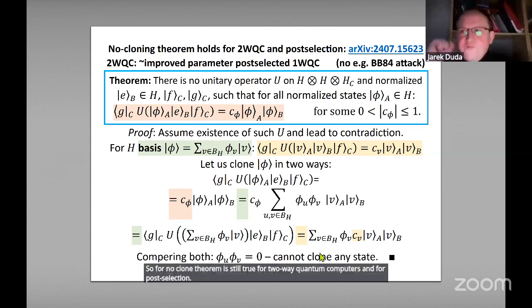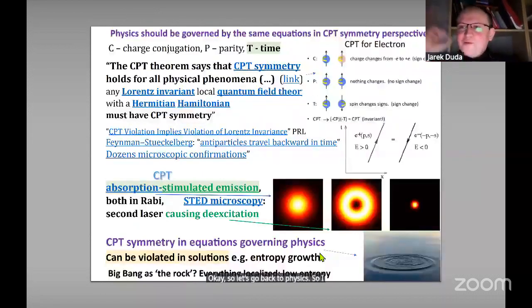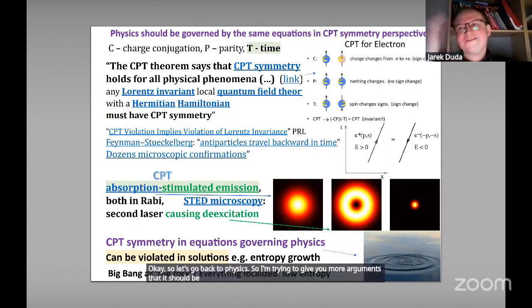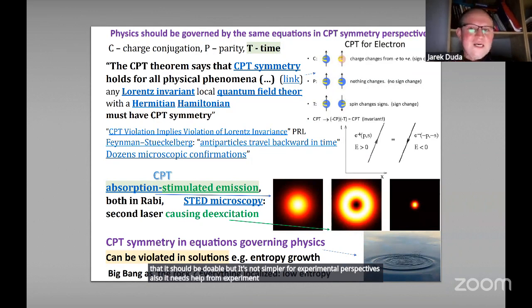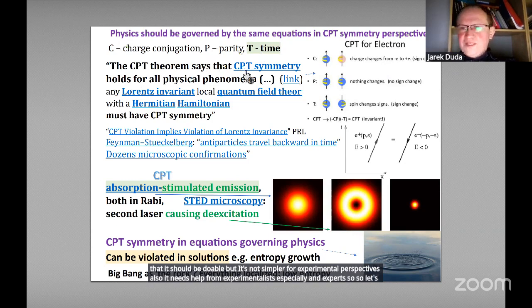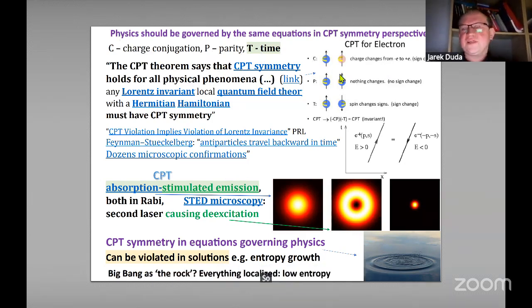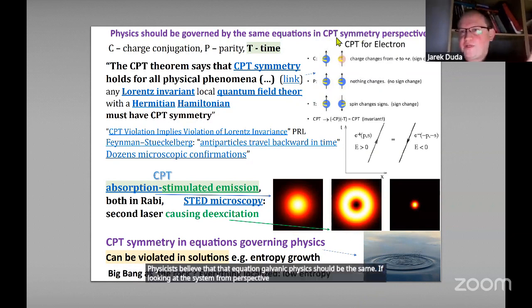Okay, so let's go back to physics. I'm trying to give you more arguments that it should be doable, but it's not simple from an experimental perspective, so it needs help from experimentalists and experts. So let's go back to the CPT symmetry. Generally, physicists believe that equations governing physics should be the same if looking at the system from the CPT perspective, CPT symmetry.